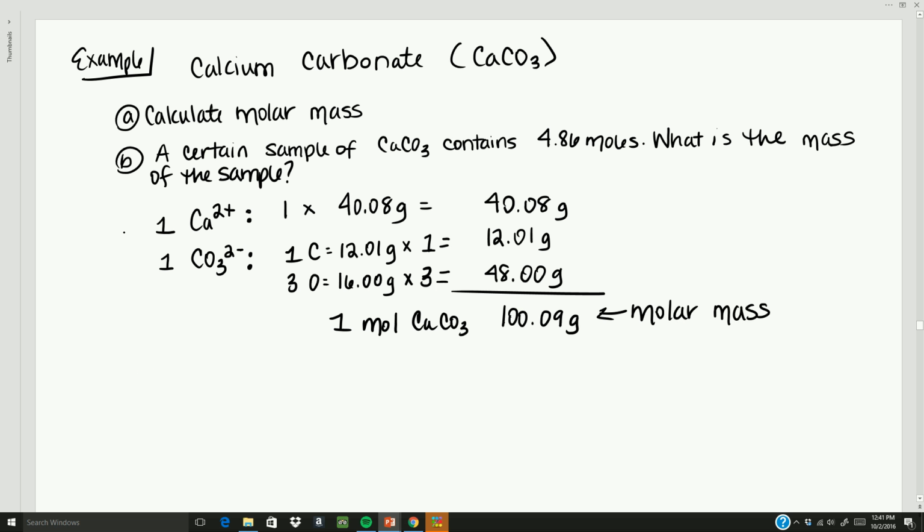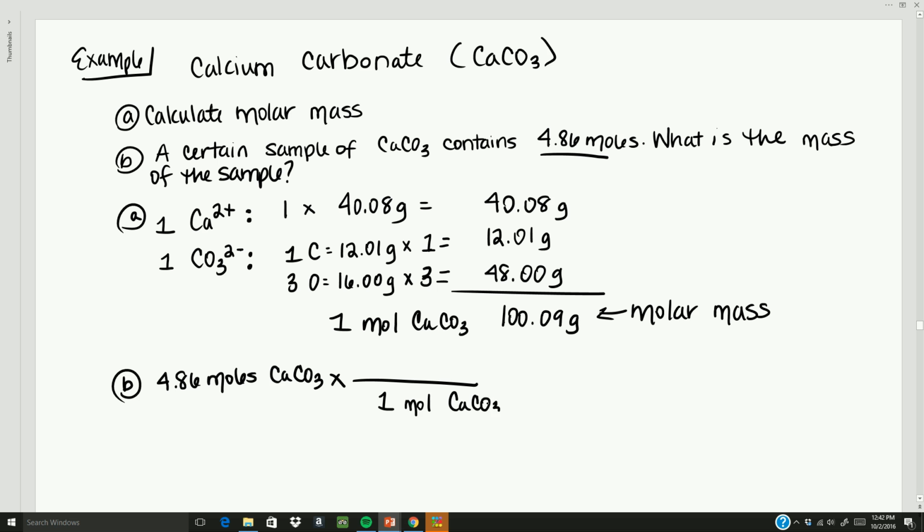So now we can answer part B. So this was part A, and now we're going to answer part B. So part B tells us that a sample contains 4.86 moles of calcium carbonate. And now we know that there are 100.09 grams of calcium carbonate for every 1 mole of calcium carbonate. So we can use that as our conversion factor. So look at your units that you start with. So we have moles, so we need to put moles in our denominator in order to cancel. So for every 1 mole of calcium carbonate, the mass is 100.09 grams.